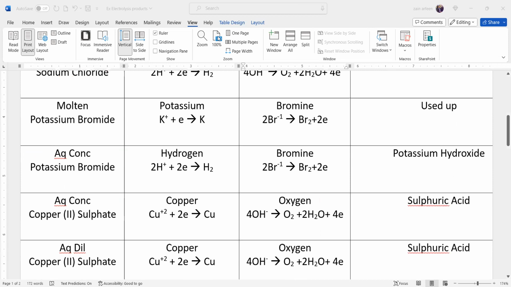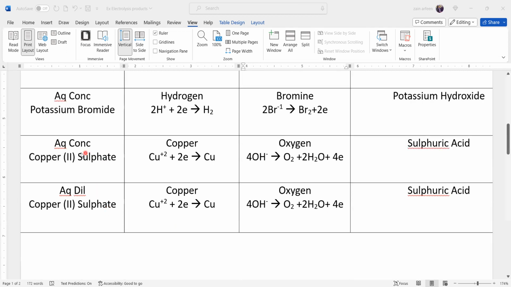And if we have lead(II) bromide, it contains lead ion and bromide ion. Lead will move towards the cathode and the bromide ion will move towards the anode, and the electrolyte will be used up. If aqueous concentrated potassium bromide, then hydrogen ion and the bromide ion, and it will turn into potassium hydroxide.